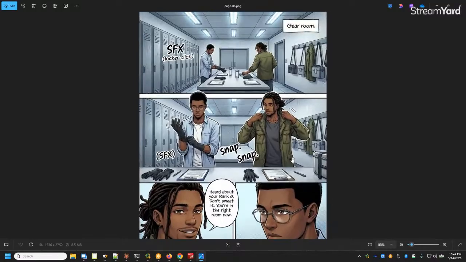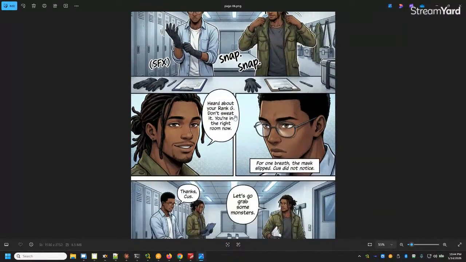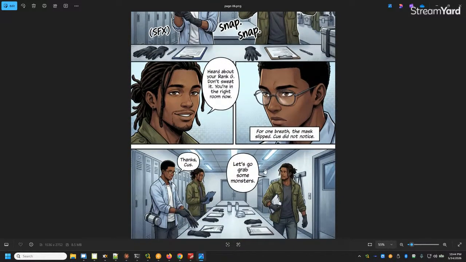Okay, gear room. They're suiting up. Heard about your rank, G. Don't sweat it. You're in the right room now. For one breath, the mask slips. Cuss did not notice. All right, he has a fro in this panel. Thanks, Cuss. Let's go grab some monsters.